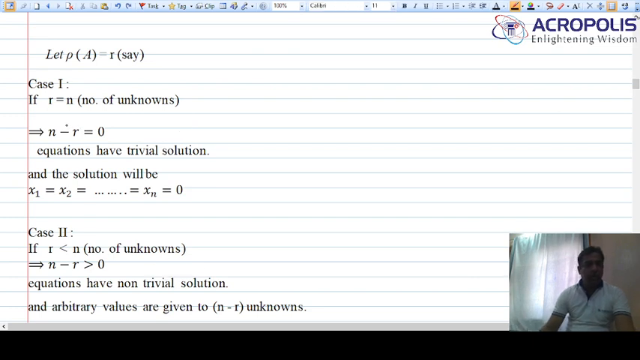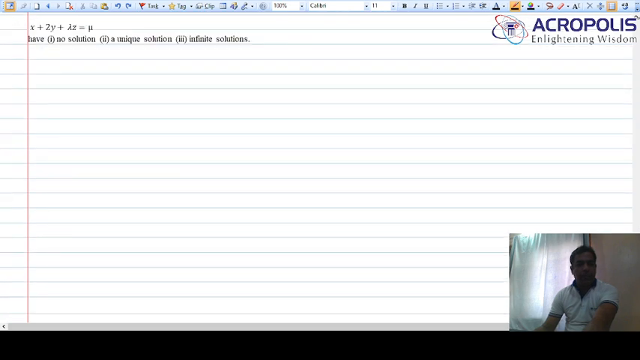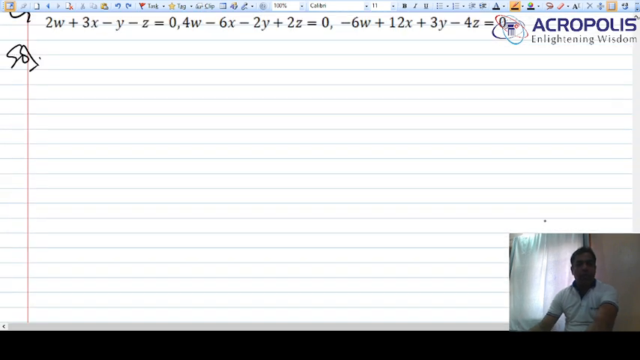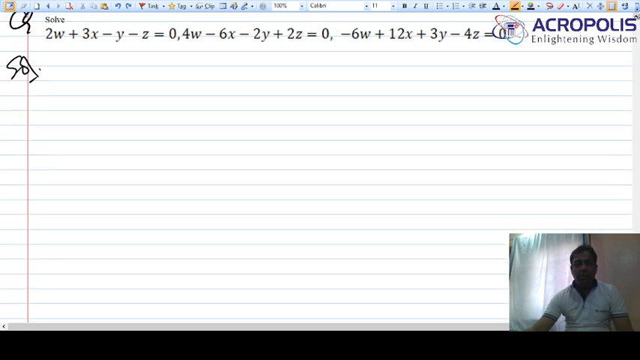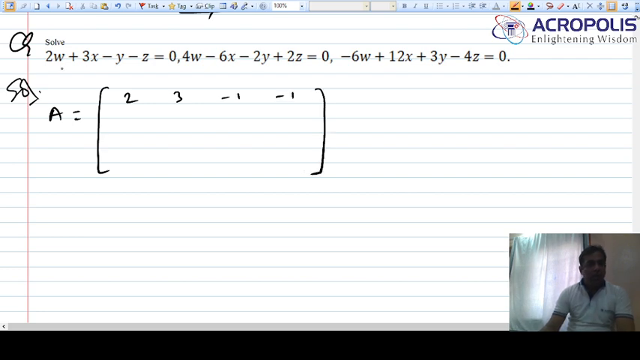Trivial solution is when n minus r is equal to 0. Non-trivial solution is when n minus r is greater than 0. So let's discuss an example on this. Suppose we have these equations. So we'll find the matrix A here. No need to find the augmented matrix as homogeneous equations are always consistent. So 2, 3, minus 1, minus 1. Here we have 4 unknowns, that is W, X, Y and Z.